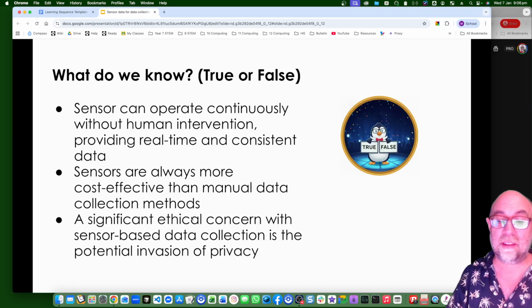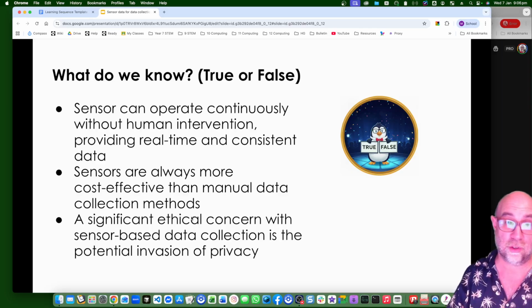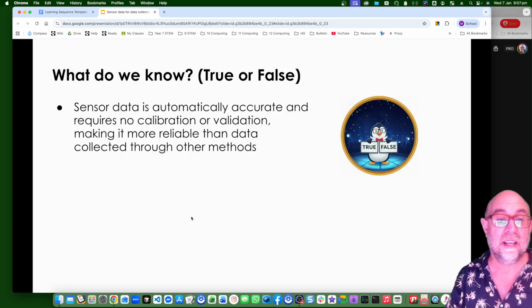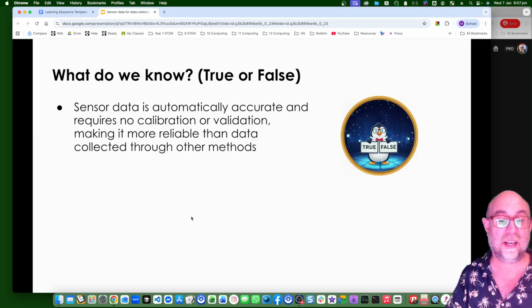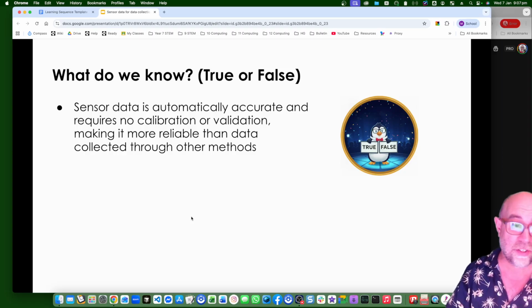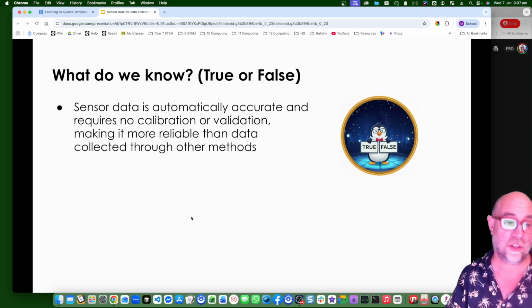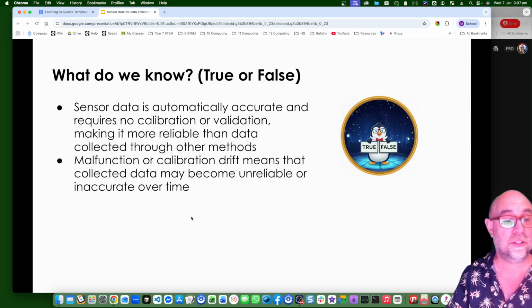A significant ethical concern is the invasion of privacy. Yes, I'd say that's a huge concern. That's true. Sensor data is automatically accurate and requires no calibration or validation, making it more reliable than data collected through other methods. Not always. So no, it still requires validation, it still requires calibration, and it still should be viewed with a degree of skepticism.